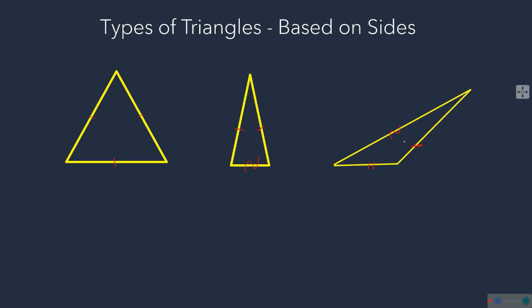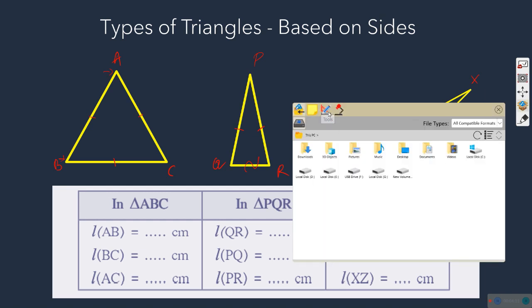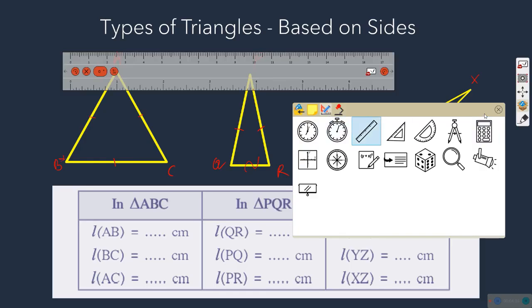So depending upon the sides, we can say that these three triangles on the screen are different. We can also check how right it is by measuring how long it is. We can measure it using a ruler. If I am naming these as A, B, C and P, Q, R and X, Y, Z, we can fill up this particular table given here by measuring it. If you want, I can just do it for you. I will take a scale from here.